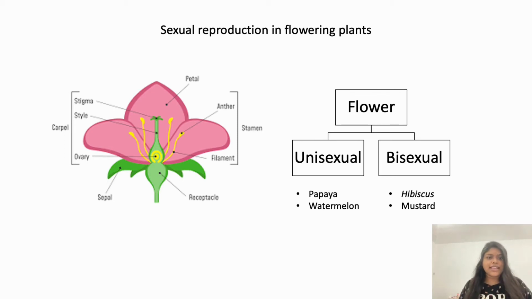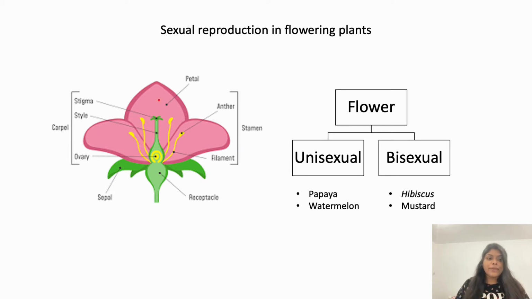So we'll look at sexual reproduction in flowering plants. When we talk about flowering plants, we are essentially talking about the angiosperm family of plants in the plant kingdom. They are the flowering plants. They bear flowers.